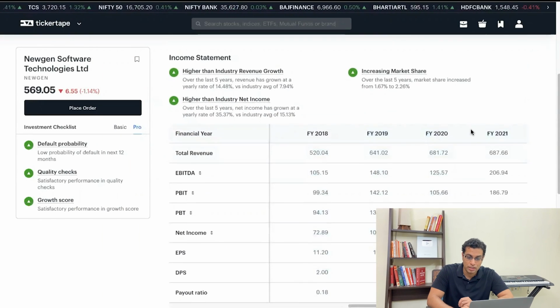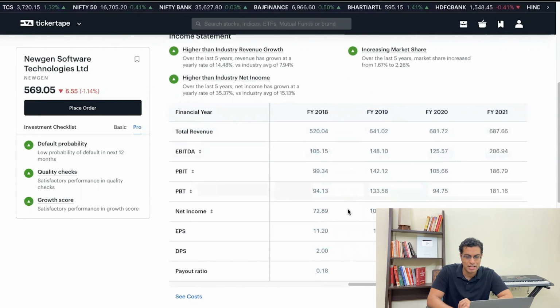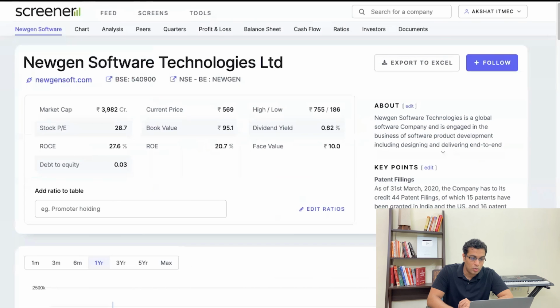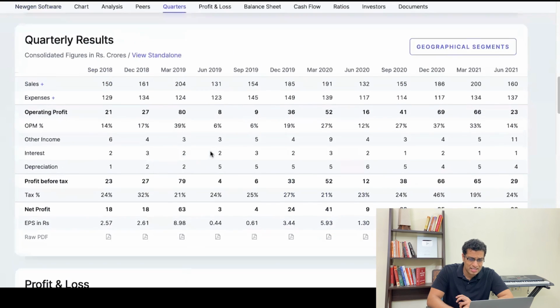So if you take a look at the financials, the financials seem to be fine. The total revenue has been going up, net income has been going up. If we take a look at quarterly results, the quarterly results seem to be good. There is nothing majorly off. The operating profit margin for tech companies is usually very high, and the operating profit margin also seems to be completely okay.